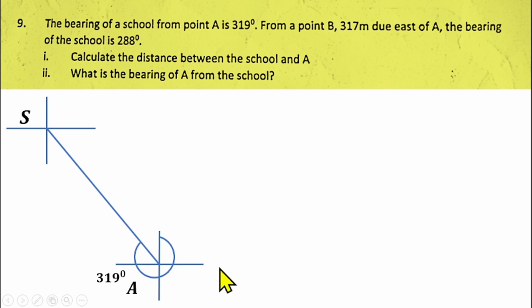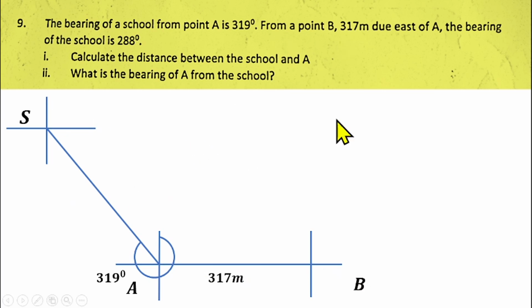So I will draw a straight line here. Then I'm going to draw a cardinal point there, and a cardinal point here to represent this point. This point here is now point B, which is 317 meters to the east of A. That's what they are saying. So this point here is point B. Do we understand that before I continue?